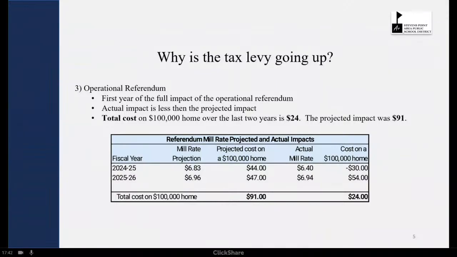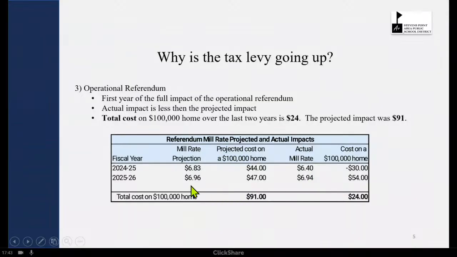Okay, so for 24-25, the projected mill rate was $6.83. By the way, when I say mill rate, that's the levy rate. Sometimes I'll say one and not the other. Sorry about that. I don't want to confuse you, but I just do that sometimes. But the mill rate was projected to be $6.83 last year. It ended up being $6.40, so it was less.